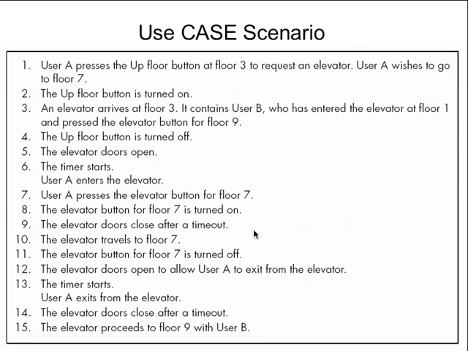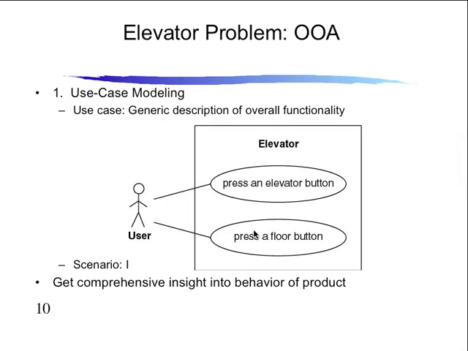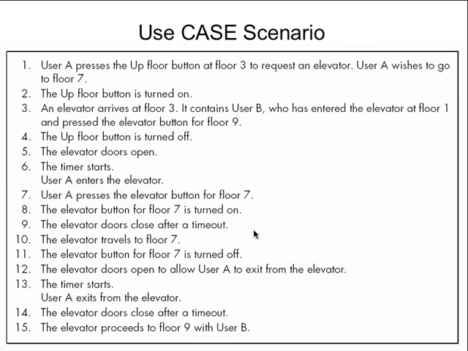People who do testing love this because this comes out with what's called use cases. So that is a use case model that uses scenarios. A scenario is nothing more than a list. Like number 1, user A presses the up floor button at floor 3 and requests an elevator. User A wishes to go to floor 7. Scenario-based, capturing the events, which can turn into sequence, actually.